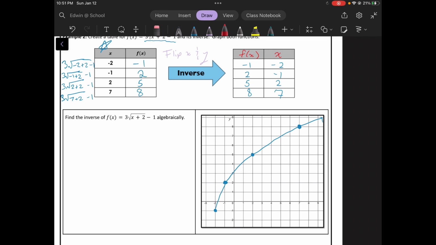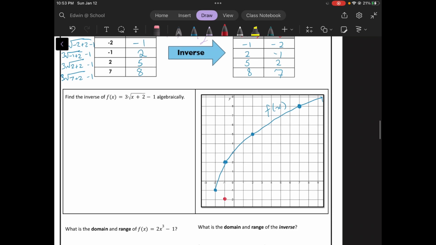Now let's see what we get when we graph the other one, the inverse, in red. Be sure to label it. I'm just going to call it f of x. So here we get negative 1, negative 2, which is down here. We get 2, negative 1, which goes out here. Then we get 5, 2, goes all the way up here. Finally 8, 7, which goes right here.